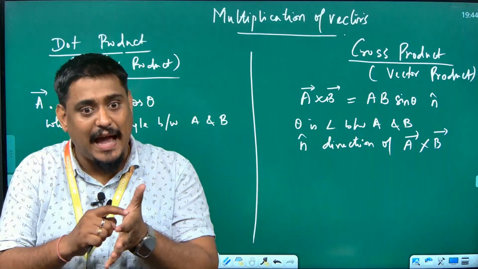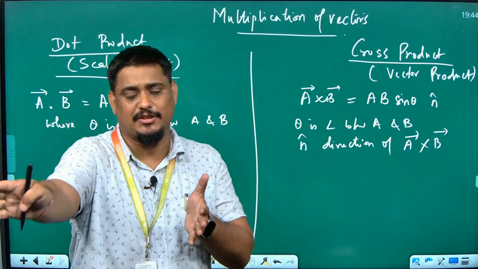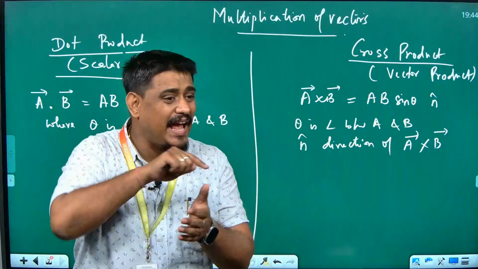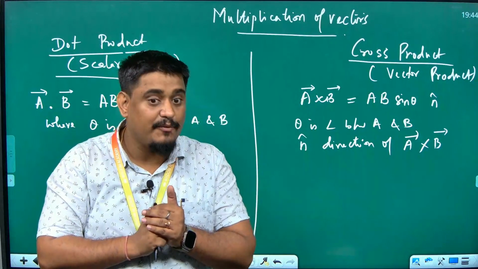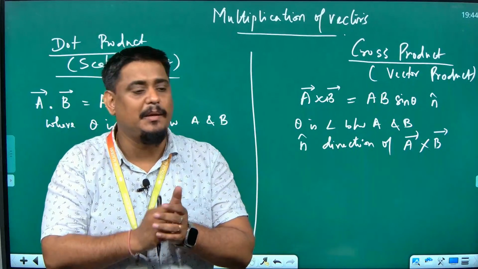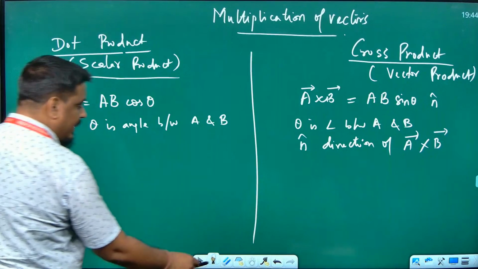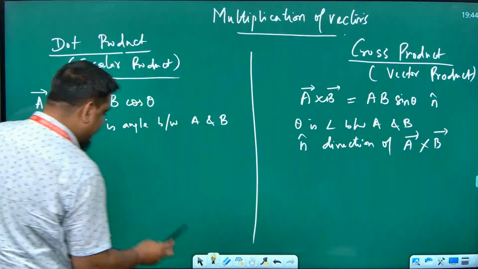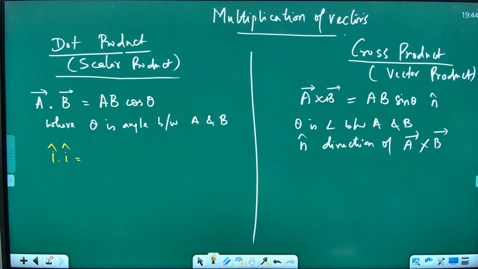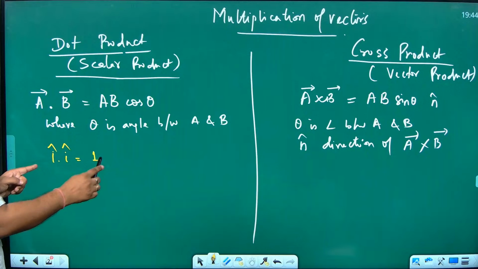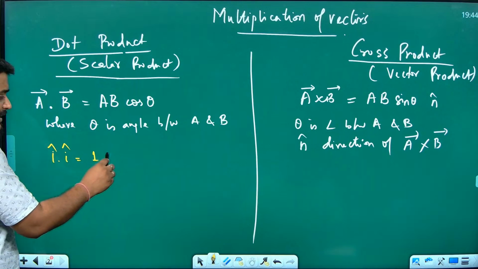If I write i cap, it represents 1 unit in x direction. If I write j cap, it represents 1 unit in y direction. If I write k cap, it represents 1 unit in z direction. As per this rule, what is i cap dot i cap? Step by step, the magnitude of i is 1. I just told you, the magnitude of a unit vector is always 1. Magnitude once again of i is 1.